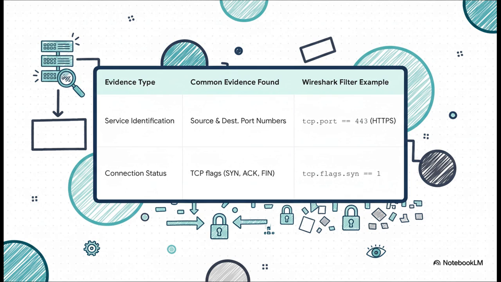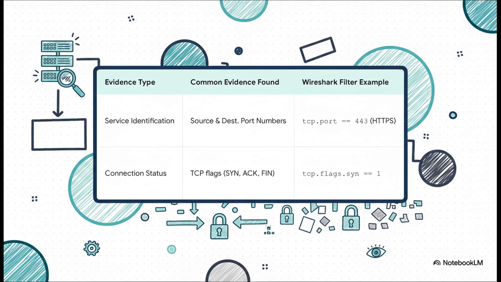Now look at those port numbers. If an IP address is like the street address for a big apartment building, the port number is the actual apartment number. So port 443 means the data was going to the secure web apartment. Port 22 means it was headed for the remote admin apartment.